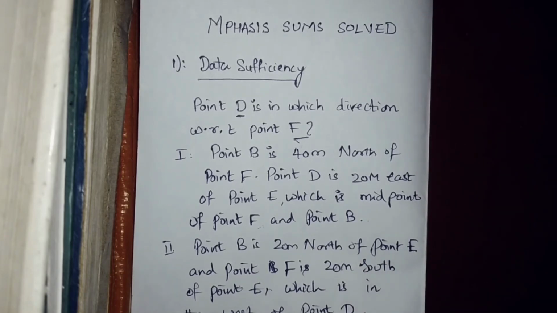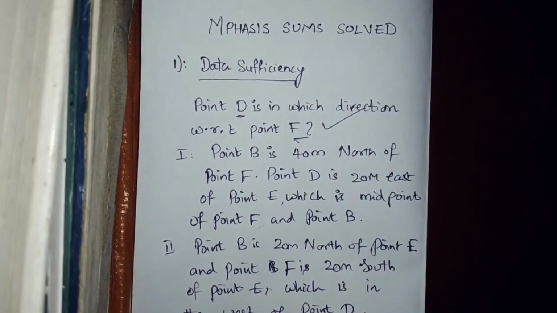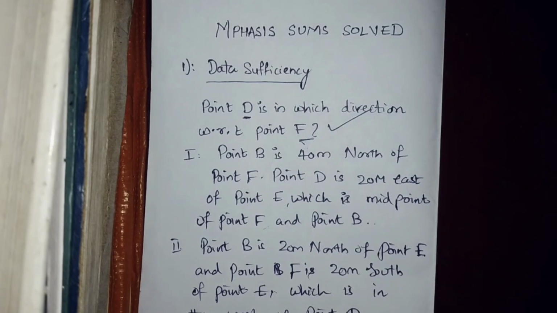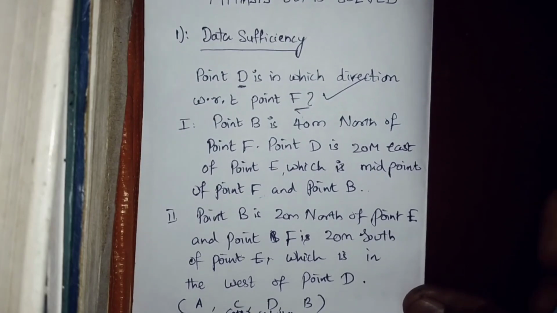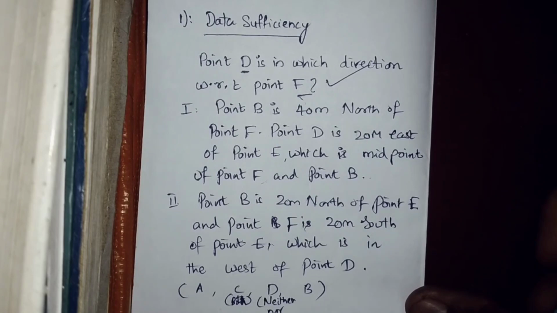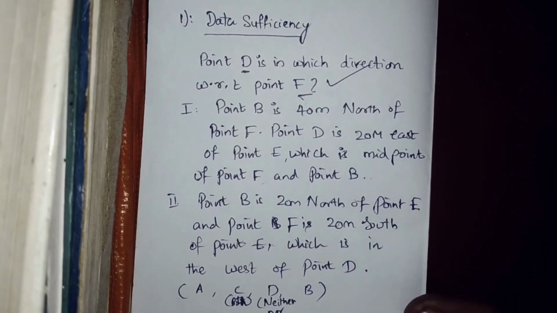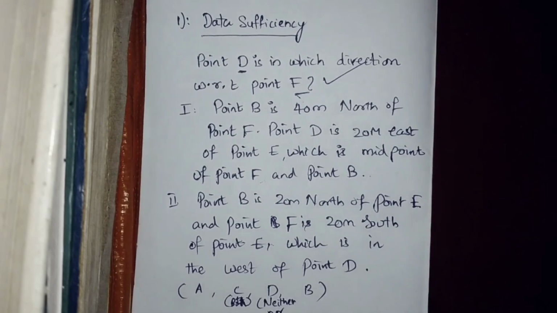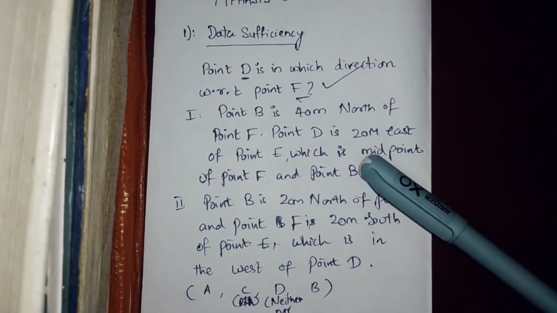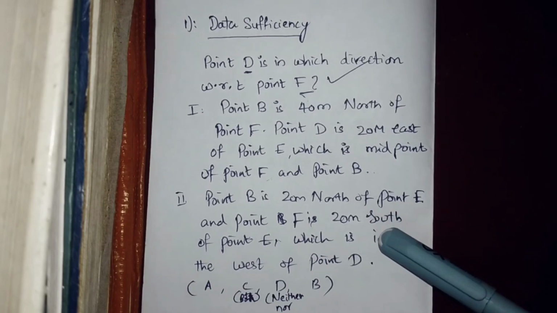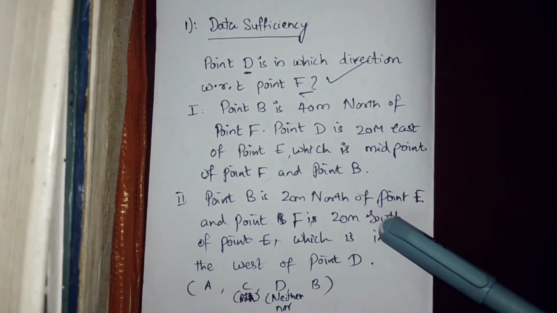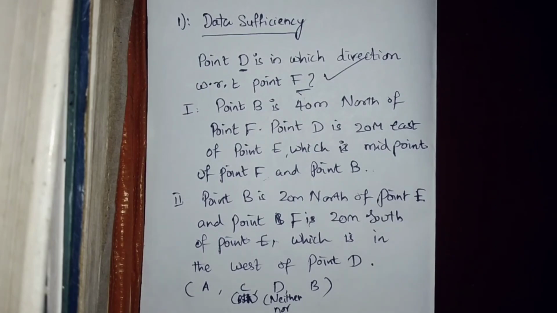So using this statement, do we get the answer for the question, that D is in a certain direction with respect to point F? Or let us see the second statement: Point B is 20 meters north of point E and point F is 20 meters south of point E, which is in the west of point D. Using the second statement, can we get the answer? If we get the answer using the first statement alone, we put it as A: statement 1 is sufficient to answer the given question. If it is B, using only the second statement we get the answer, so the second statement is sufficient.